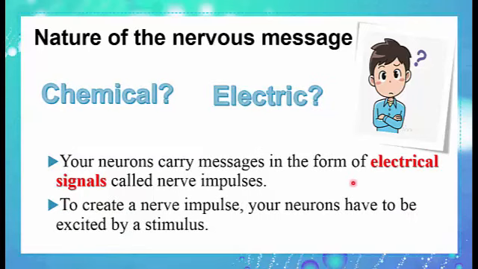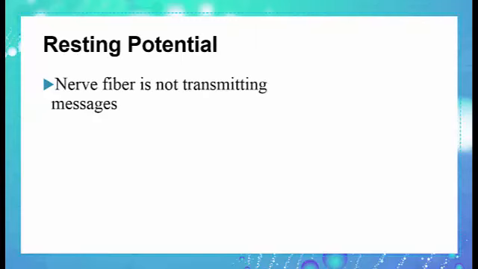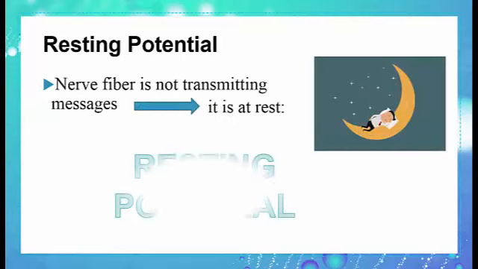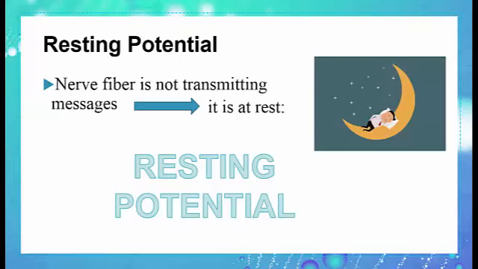Your neurons carry messages in the form of electrical signals called nerve impulses. To create a nerve impulse, your neurons have to be excited by a stimulus. When neurons are excited, a nerve message is created in the form of electrical signals. So the nature of the nervous message is electric. A nerve fiber may be transmitting or not transmitting messages. When the nerve fiber is not transmitting messages, we have no stimulation, the nerve fiber is at rest, so we are talking here about resting potential.